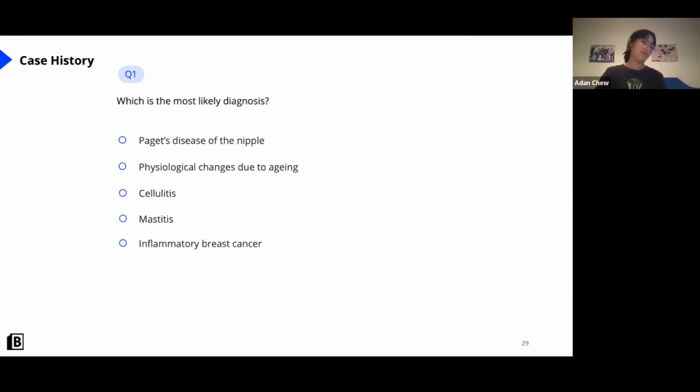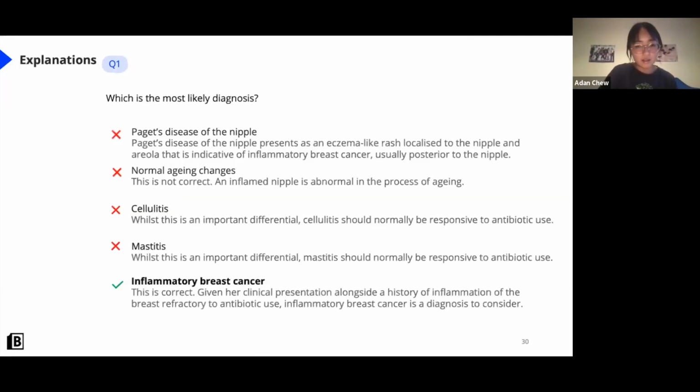So about 40% of people got it correct, which is really well done. The correct answer is inflammatory breast cancer. This is a bit of a tricky question, because of her clinical presentation: she's got a history of inflammation and she's had antibiotics, which have done nothing to her symptoms. So you're thinking there's inflammation, but what else can cause inflammation besides infection? That could be malignancy, right?